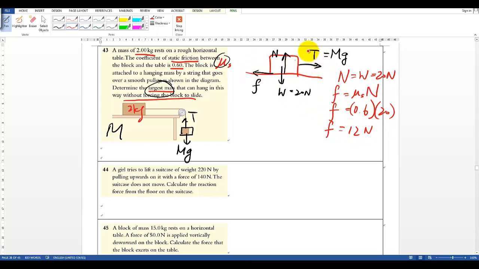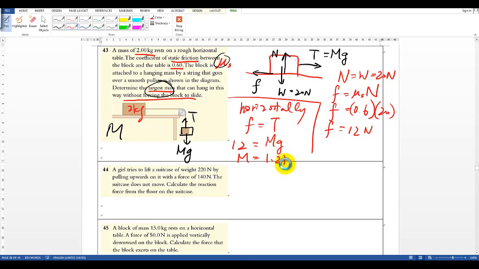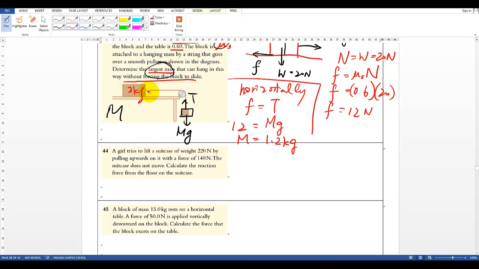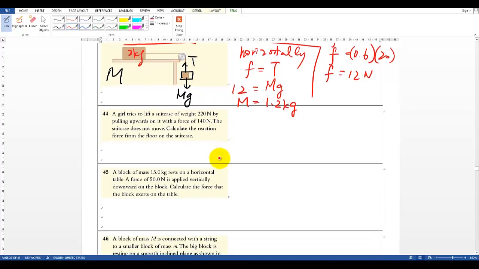And so looking at this whole block horizontally, if you like to put down horizontally, then you have F equals to T, because the whole thing is not moving, so net force is 0, left force will equal to the right force. So you have 12 equal to tension, which is the big Mg, so M would equal to 1.2 kg. So if it is barely 1.2 kg, then the whole thing can be staying still. If it is greater than 1.2, then the whole thing will start to slide, and this will go down and this will go to the right.